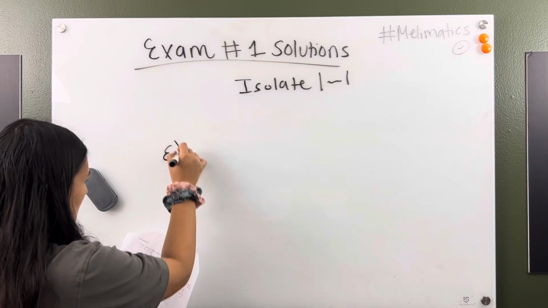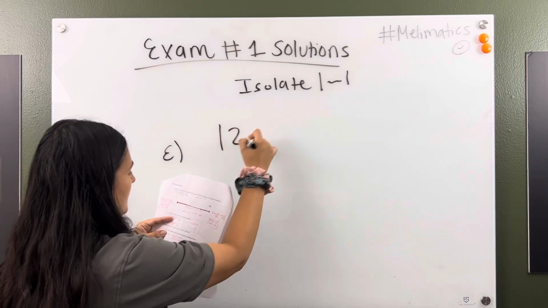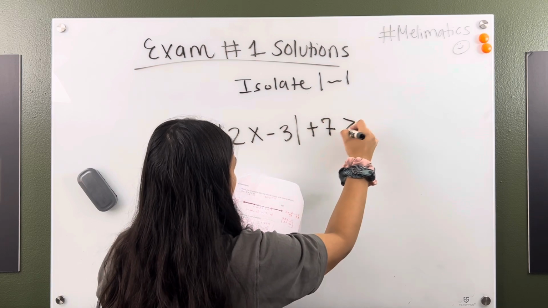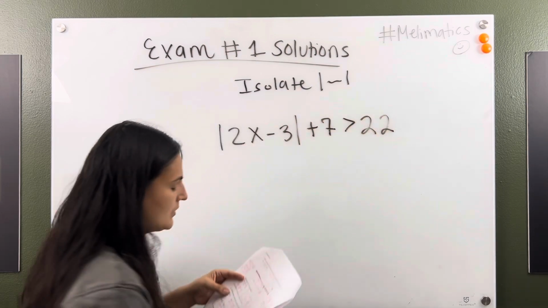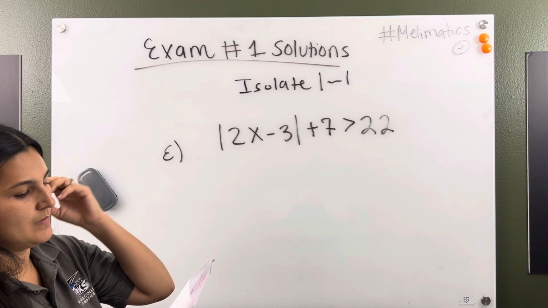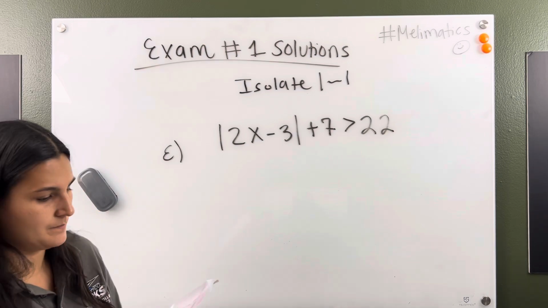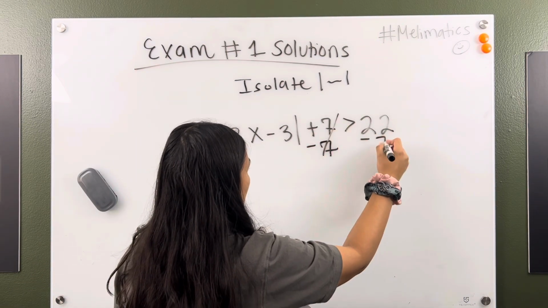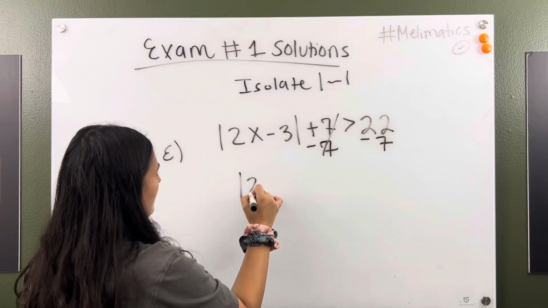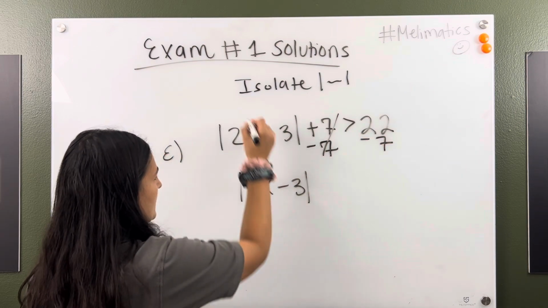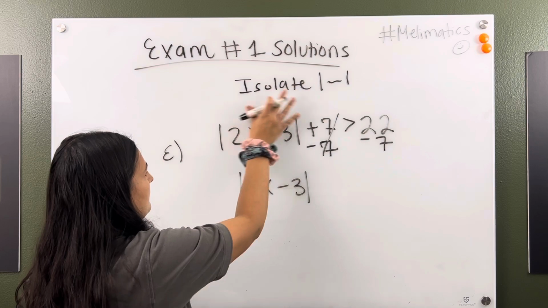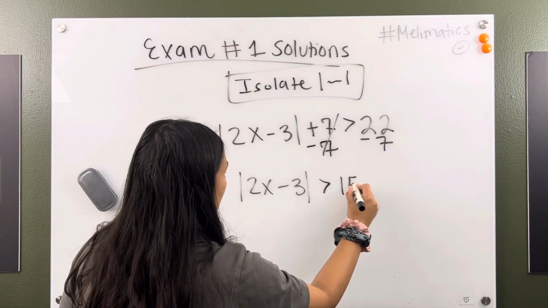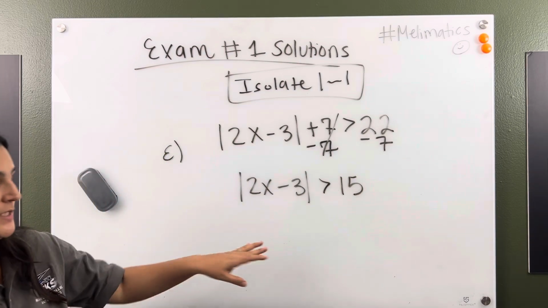Alright, part E, inequalities. Now we have an absolute value inequality. So again, two cases, but let's check it out. The instructions are solve, plot on a number line, and write the solution set in interval notation. Okay, so let's solve for x. Just like before, I'm isolating my absolute value. Always check that this makes sense.